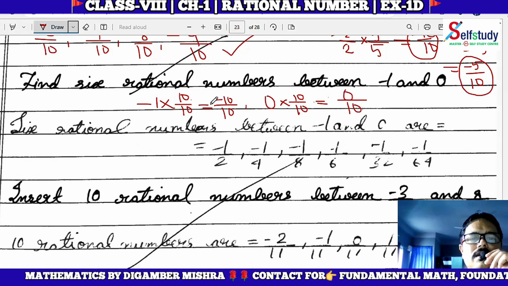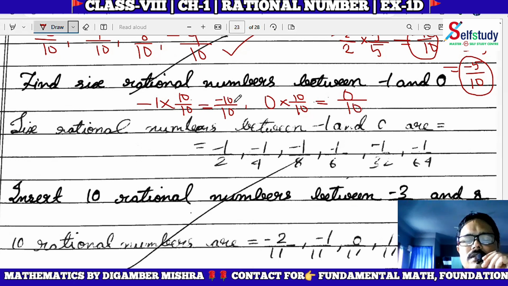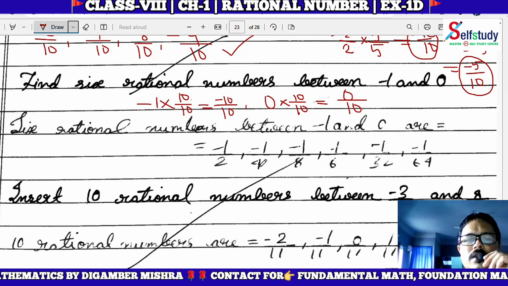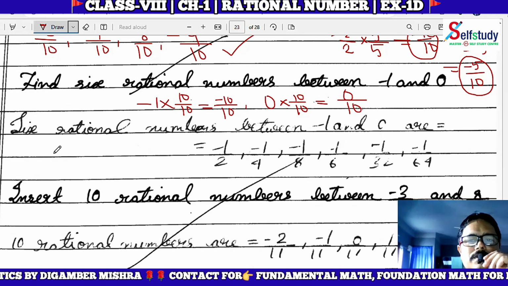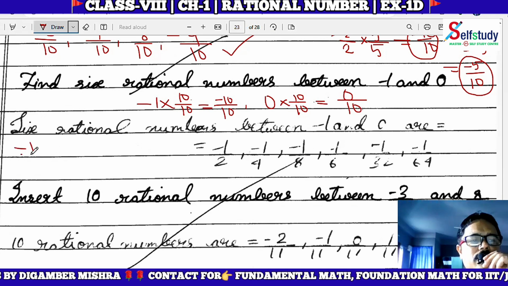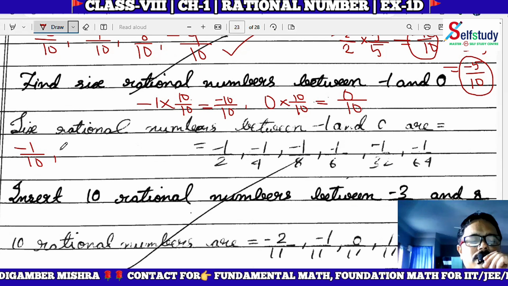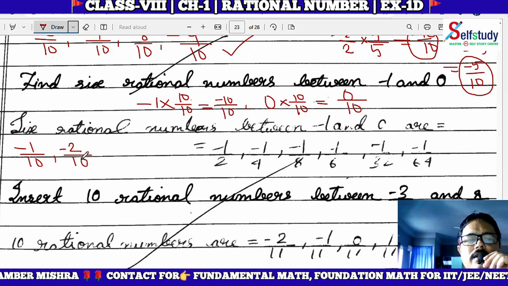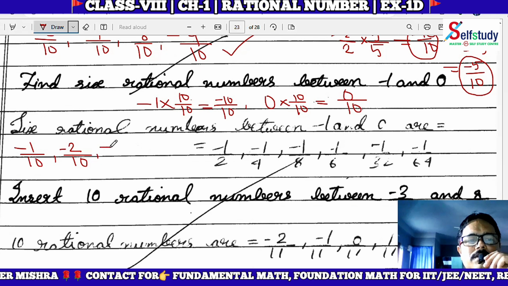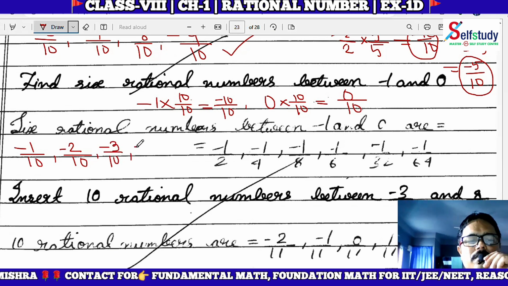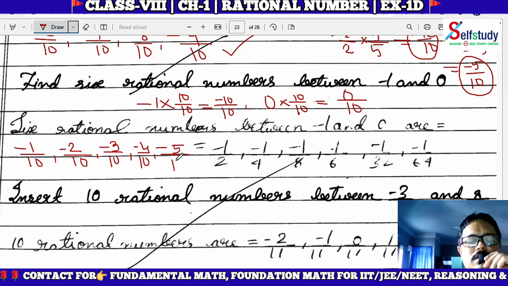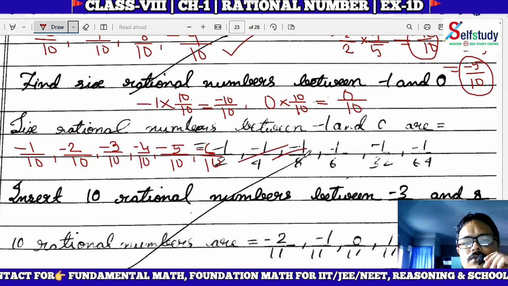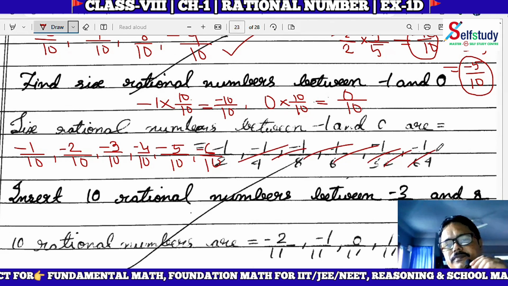So now you can write any 6 numbers which come in between minus 10 and 0. So in between minus 10 and 0, you can write 6 rational numbers: minus 1 upon 10, minus 2 upon 10, minus 3 upon 10, minus 4 upon 10, minus 5 upon 10, minus 6 upon 10. Okay, so this answer you can write.